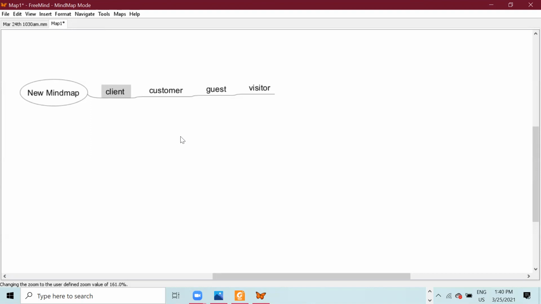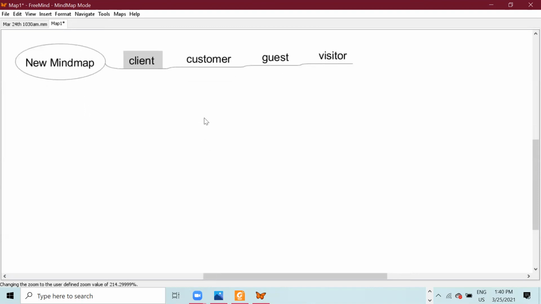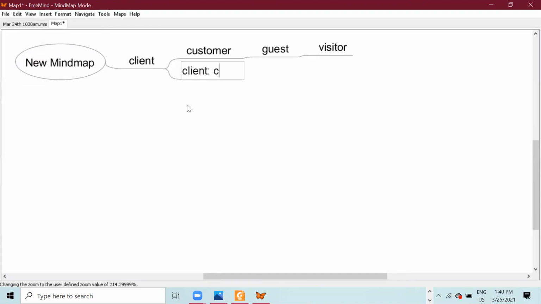So let's start. I find out the client is like a customer, but it belongs to law. Yeah, it's a customer of law. Okay, and anything else you want to share about clients? What about customer, guest, and visitor? What are the differences?